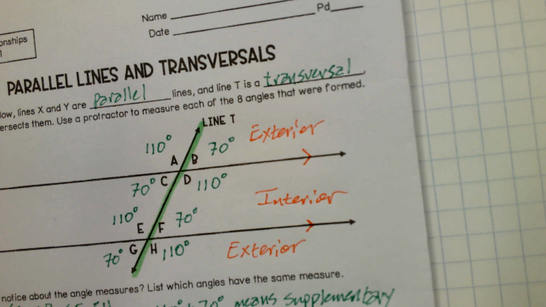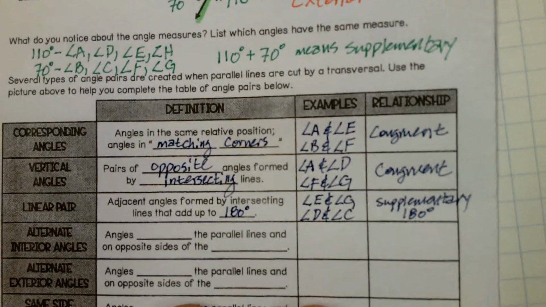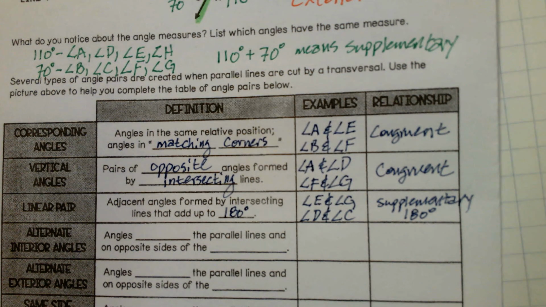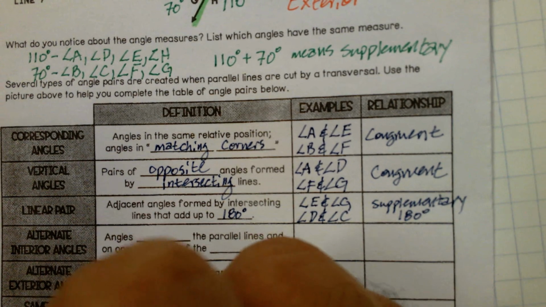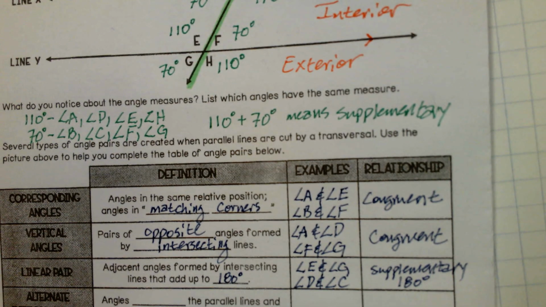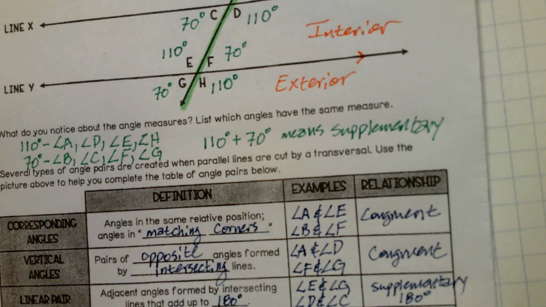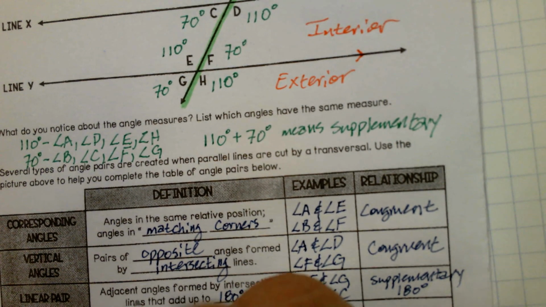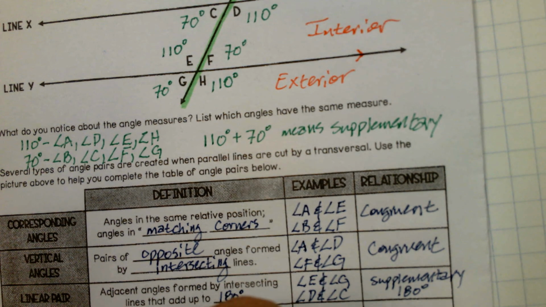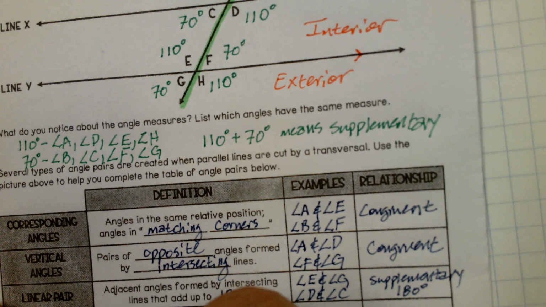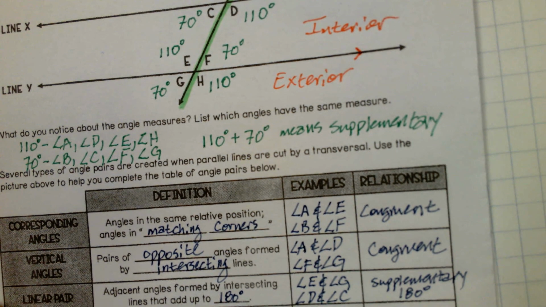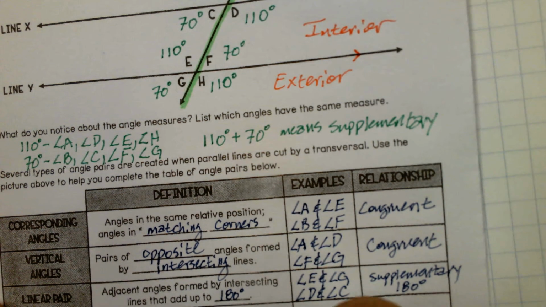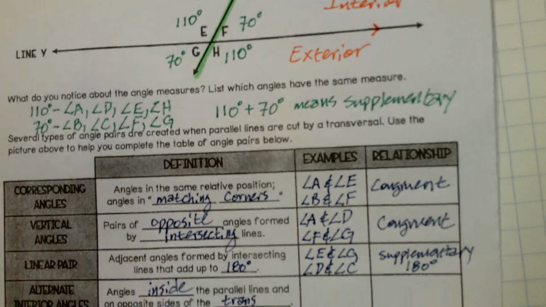So you guys ready? Let's go back. We're going to learn about alternate interior angles. So these are angles inside. Oops. Alternate interior. I was doing alternate exterior. Interior is angles inside the parallel lines and on opposite sides of the transversal. Sure, I'm sorry.